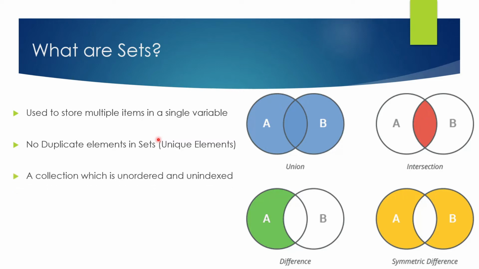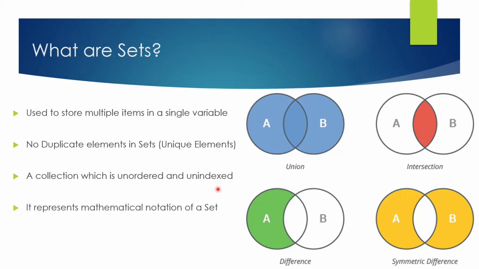A set is a collection which is unordered and unindexed. What do you mean by unordered? Unordered means that if your set has four values like 1 2 3 4, and you print it, there is a high chance that it will not print in an ordered way like 1 2 3 4. It might be 2 1 3 4, or 4 1 2 3, something like that. And they are unindexed. If it is unordered, then it will be unindexed because you cannot index it.